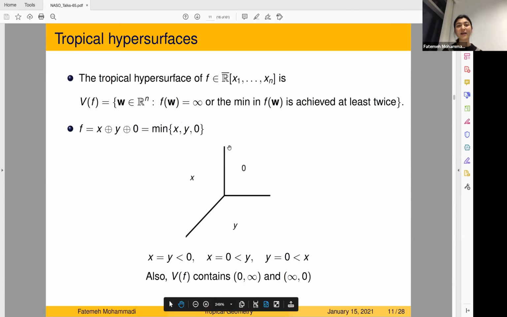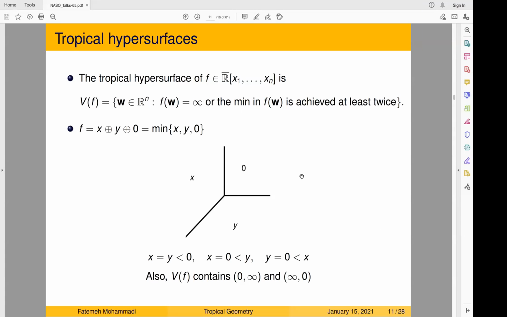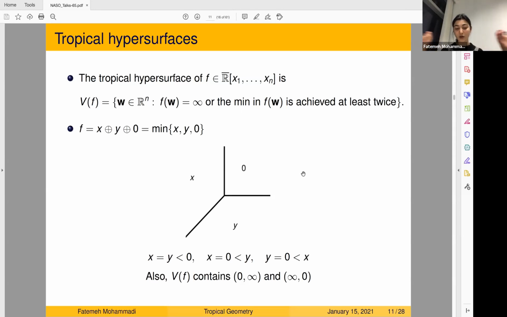What I would like is to have these 2 points also in my variety. So I would like to have all those points whose minimum is achieved twice, plus the points 0, infinity and infinity, 0. Does it make sense? Yes, thanks. Sure. So this is just to include the infinity points in this picture.